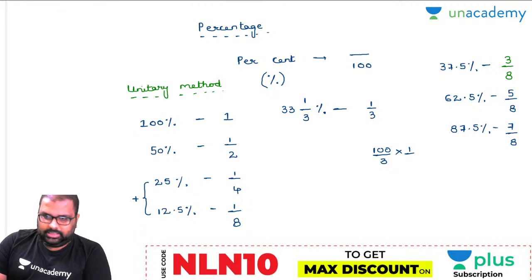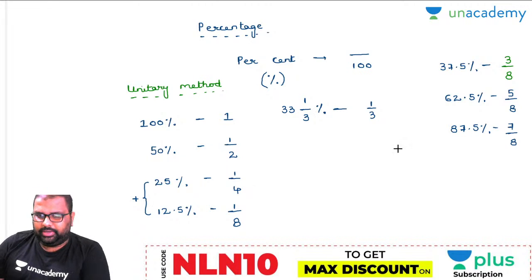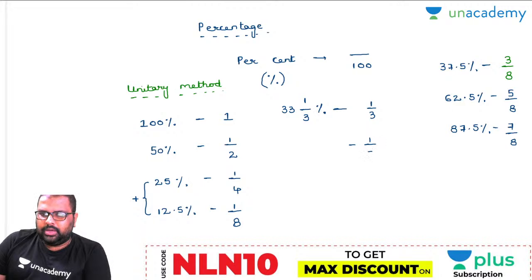Am I right? Yes. Don't write in fractions. Write in mixed fractions only. Don't say in point values. So, 1 by 3 is over. Let me come to 1 by 5. 1 by 5 is how much? Is it 20 percentage? Yes, perfectly.